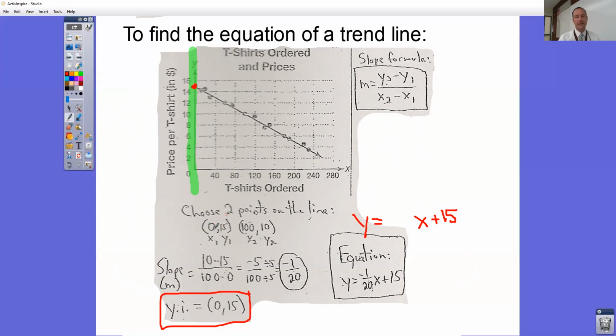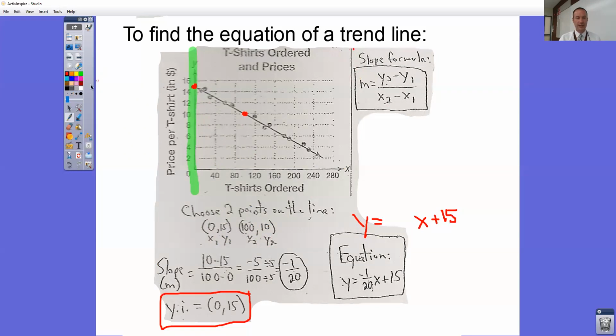You want to choose 2 points that are on the line. So I'm choosing 0,15, which is this point right here, a y-intercept. And I'm choosing 100,10, which is this point right here. Remember that all points are written x comma y. So 0 is an x, 15 is a y, 100 is an x, 10 is a y. 0,15 is your first point, so these get 1s. 100,10 is your second point, so these get 2s.